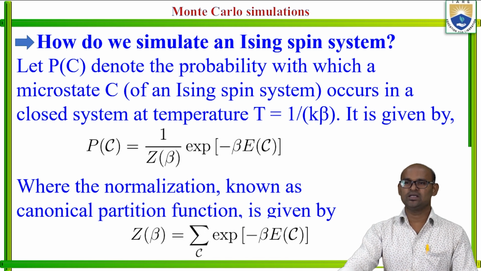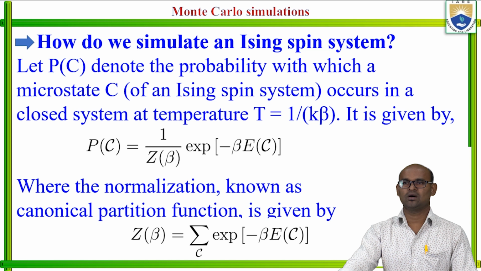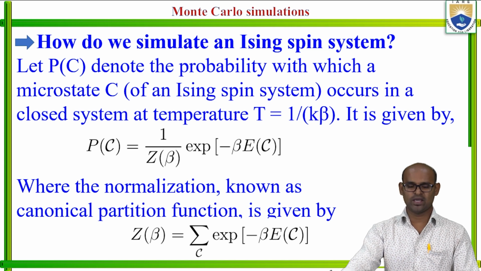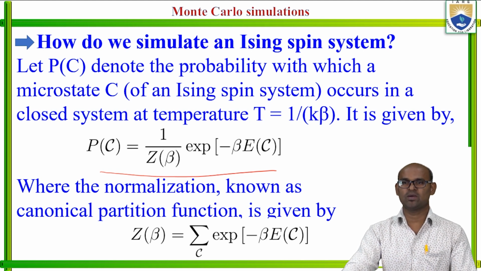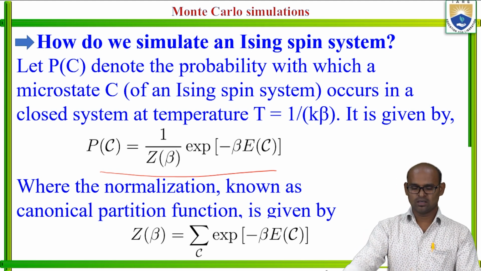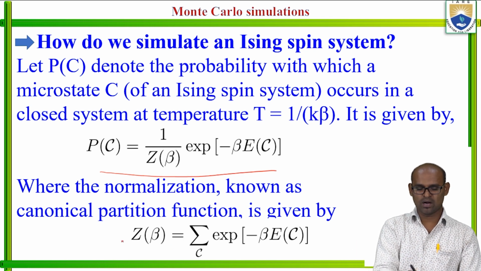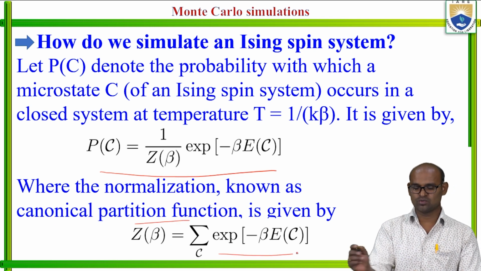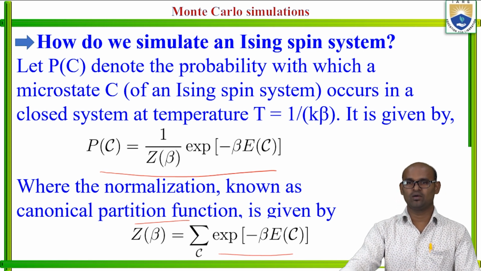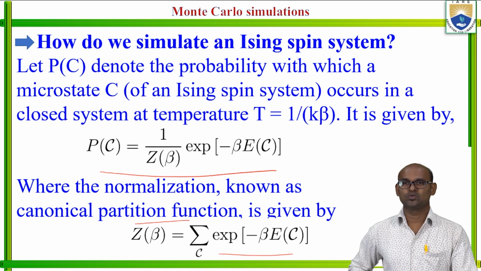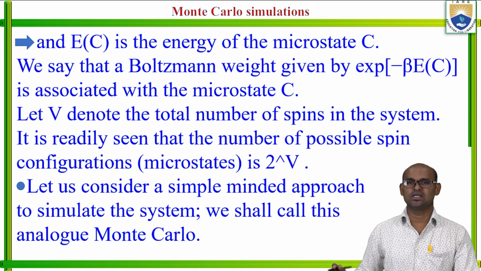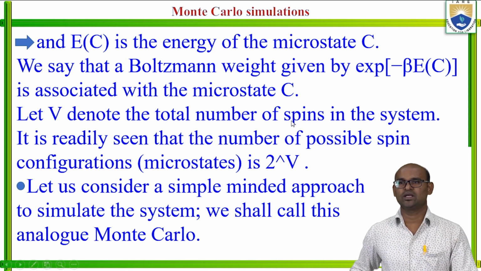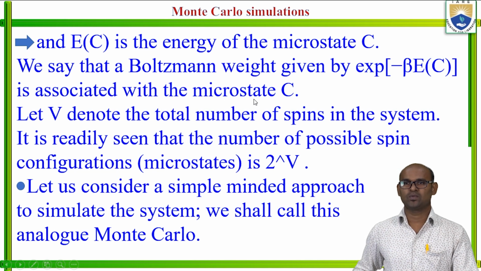We already discussed that the probability of occurrence of a microstate in the canonical ensemble is given by P of C equals 1 by Z of beta times exponential minus beta E of C, where Z is the normalization, known as the canonical partition function, and E of C is the energy of the microstate C. We say that a Boltzmann weight given by exponential minus beta E is associated with the microstate C.